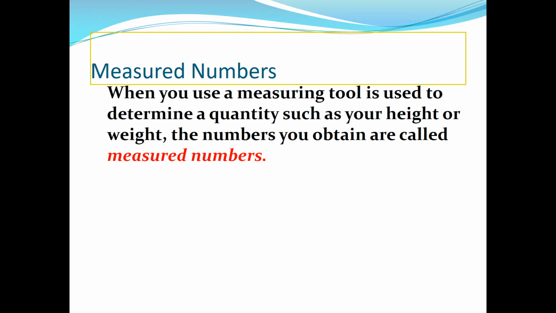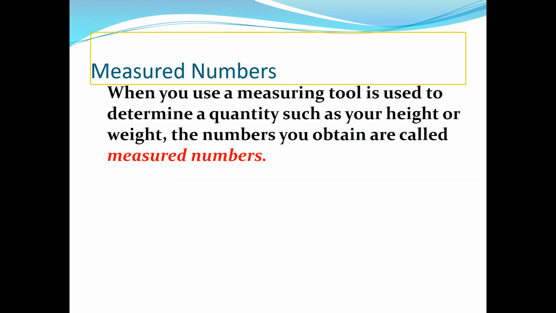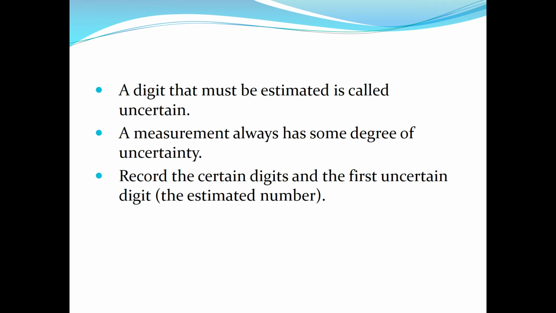So when you use a measuring tool, it is used to determine a quantity such as your height or weight. These numbers you attain are called measured numbers. A digit must be estimated. A digit that must be estimated is called uncertain. A measurement always has some degree of uncertainty. Record the certain digits and then the first uncertain digit.